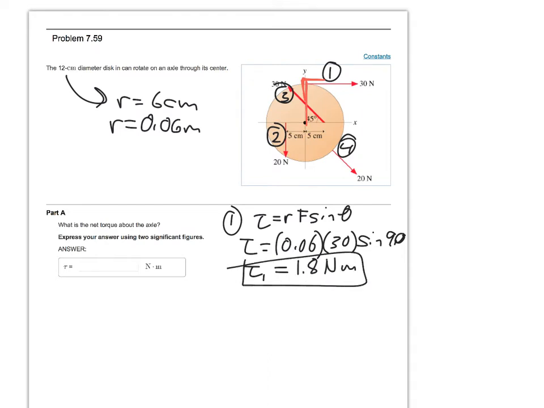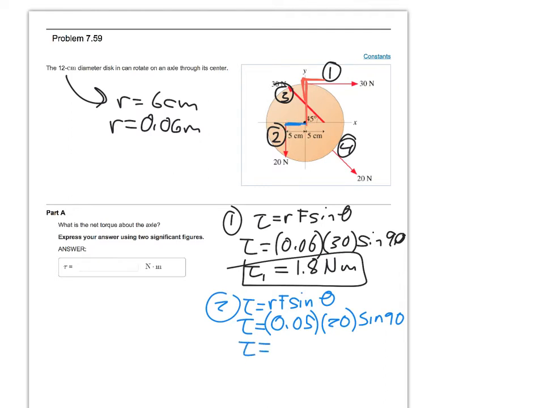Moving on to the next one, torque 2 here, same thing. We're doing torque equals r F sine of theta. My radius for this one is going to be 0.05, this distance here shown on the diagram, times my force, which is 20, and it's going to be sine of 90 once again, because the angle between my force and my radial distance is 90 degrees. And so I get that this torque is going to be equal to 1 Newton meter.